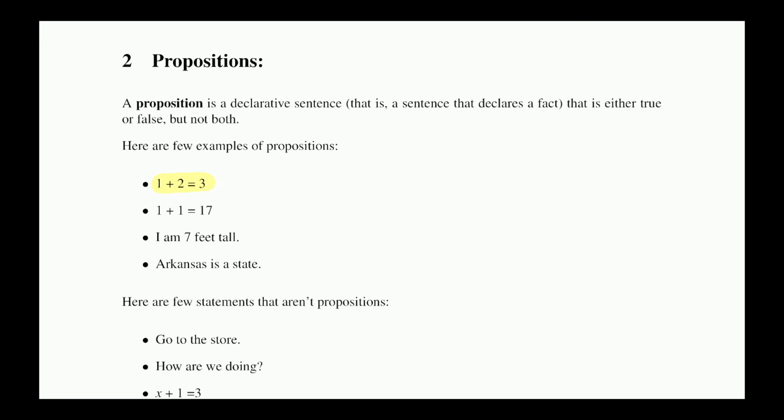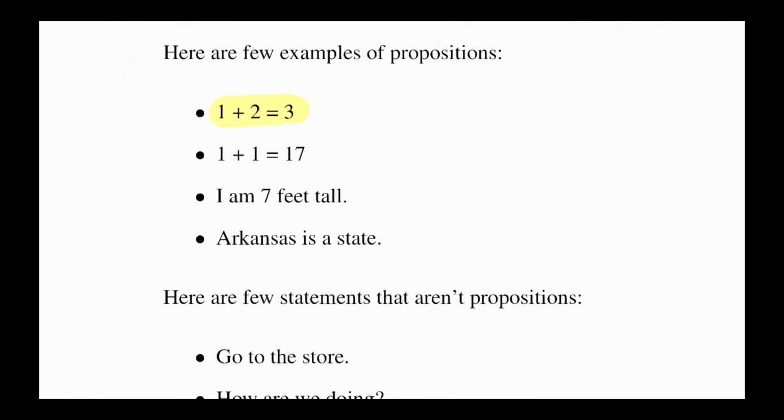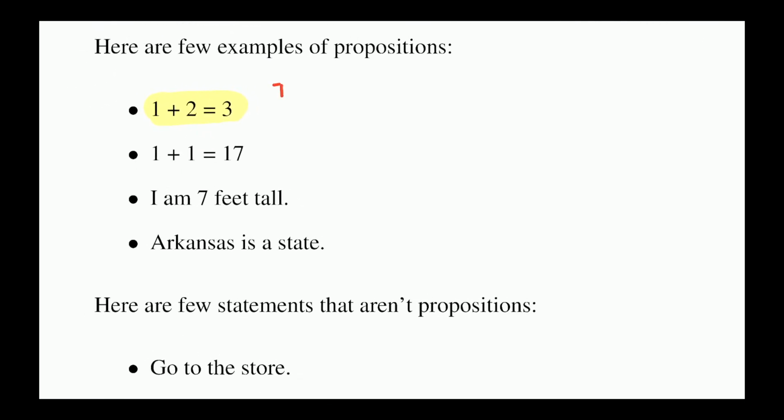1 plus 2 equals 3 is a proposition because it's making a statement. You're claiming that 1 plus 2 is equal to 3, right? It's a claim. Now, it could be a false claim or a true claim. That doesn't matter. The point is that you're making a statement that something is a fact, and it could be true or it could be false, but it is one of those, true or false. Okay, so it's making a statement. It is declaring a fact.